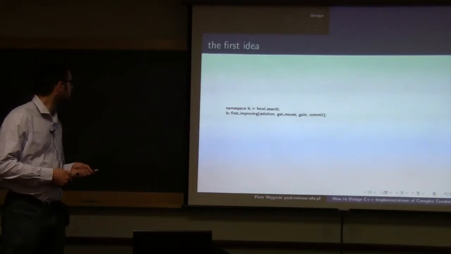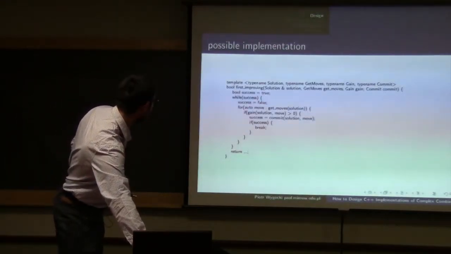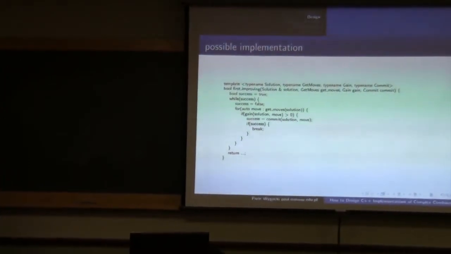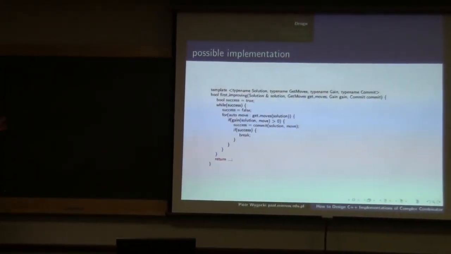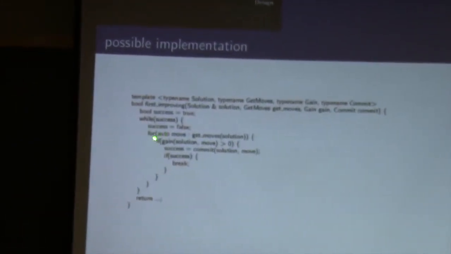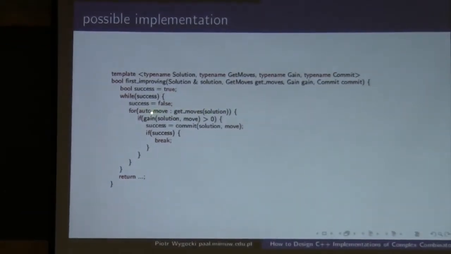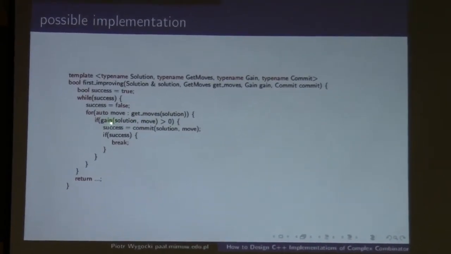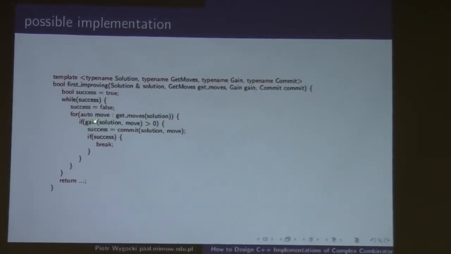And so this is a possible implementation of this. It's very straightforward. Here we've got this inner loop. We just traverse all the possible moves. We run the gain functor to check if the move is improving, and we try to commit this move here. So we use all of these functors, and we just repeat it in the while loop. And we have to return if at least one iteration was successful. I just didn't want to include this here.